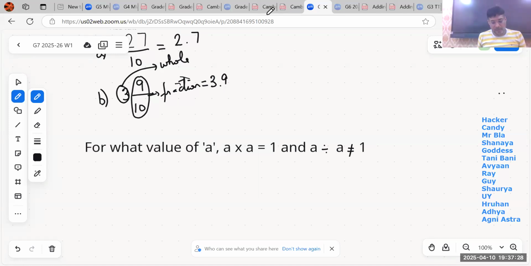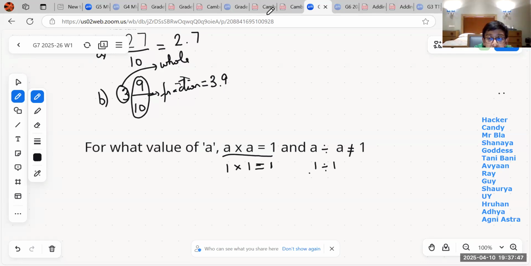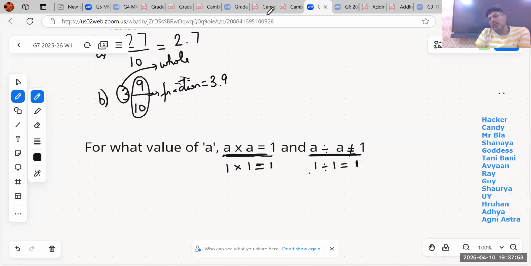I don't think there is any number which exists. Yes. So that's the answer. Because A into A is 1, the only possible value is 1 into 1 is equal to 1. There is no other possible value. Sir, but 1 divided by 1 is also 1. So there is no such value which satisfies both conditions. Sir, 0.5. Sorry, 0.5 means 1 by 2 times 1 by 2. That will give you 1 by 4. It gets smaller.